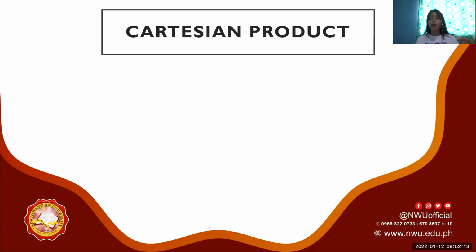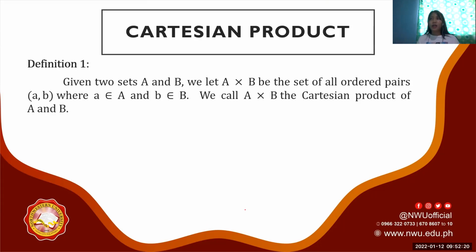Also, we need to recall what the Cartesian product is. When you talk about Cartesian product, first, we let that there are two sets, and when you get their product, you'll be able to find a set of ordered pairs where the first term is coming from the first set and the second term is coming from the second set, respectively.